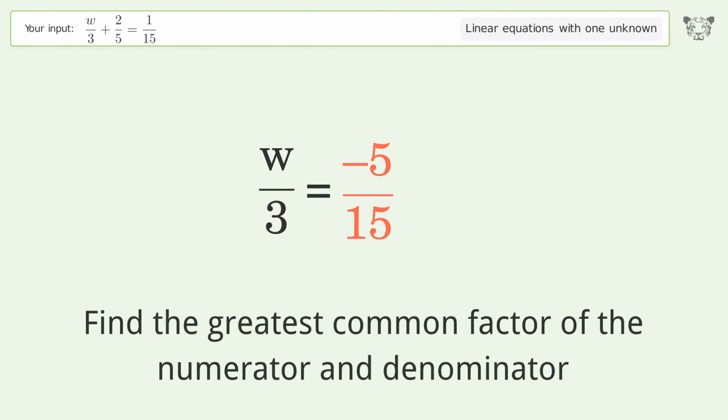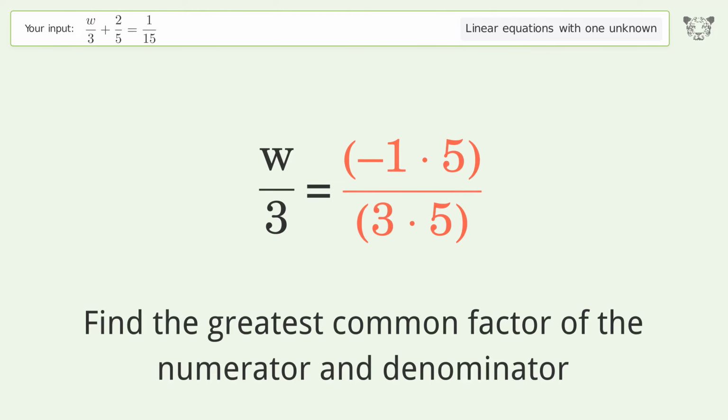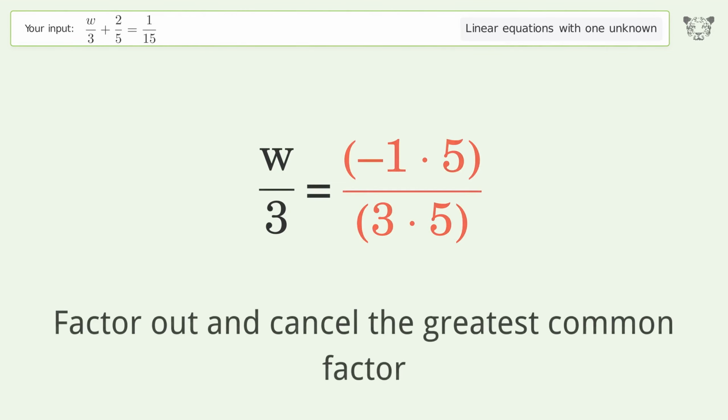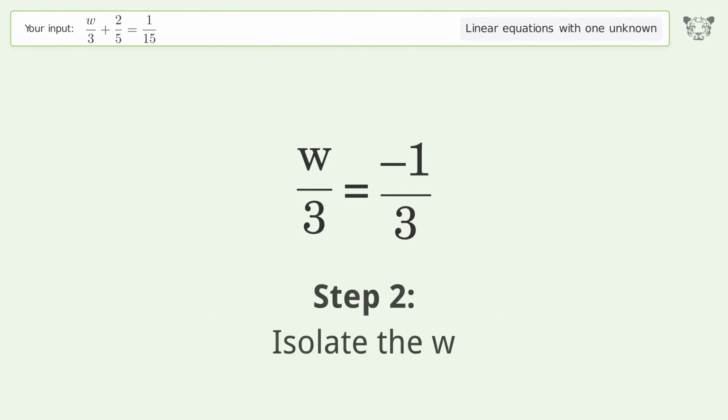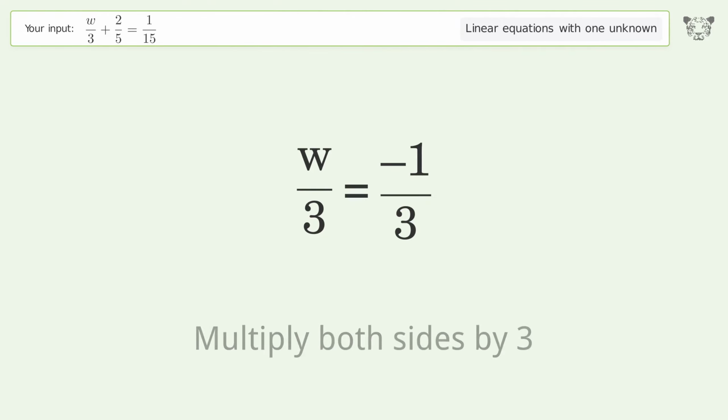Find the greatest common factor of the numerator and denominator. Factor out and cancel the greatest common factor. Isolate the w. Multiply both sides by 3.